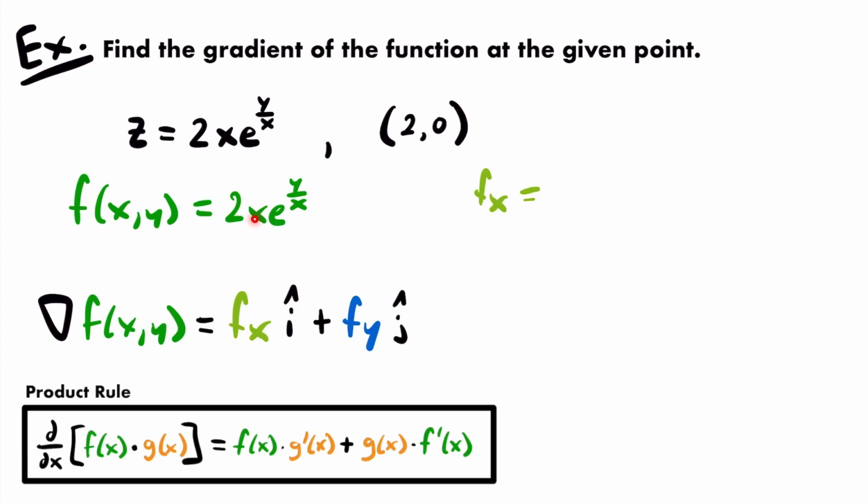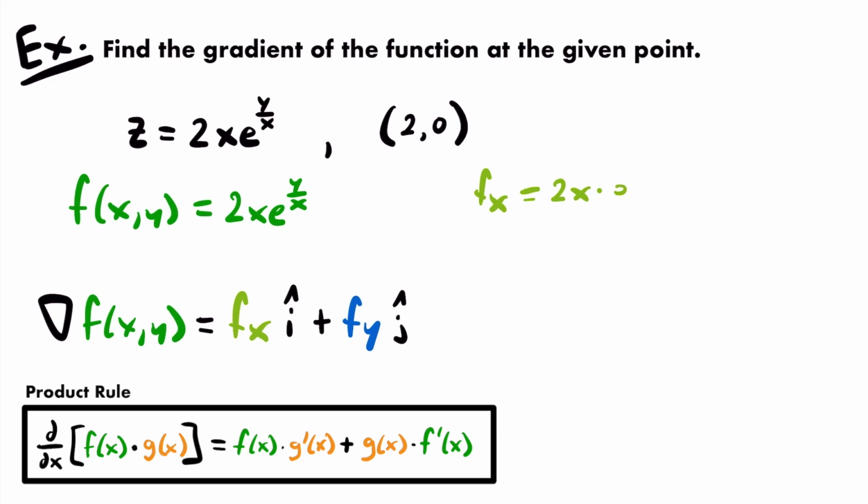We'll take the first function times the derivative of the second. So we have 2x times the derivative of e to the power of y divided by x. The derivative of an exponential function is just that function, but then multiplied by the derivative of its power, or its exponent.